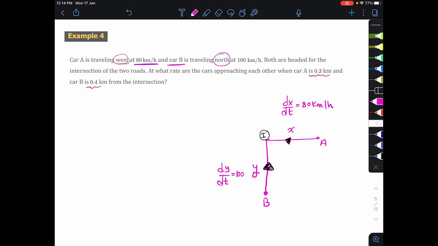When car A is 0.3 kilometer and car B is 0.4, here 0.3 and the y will be what, guys? 0.4. So we can connect these two points and name this part Z. And when car A and car B approach each other, we should find dz over dt. dz over dt equals unknown.